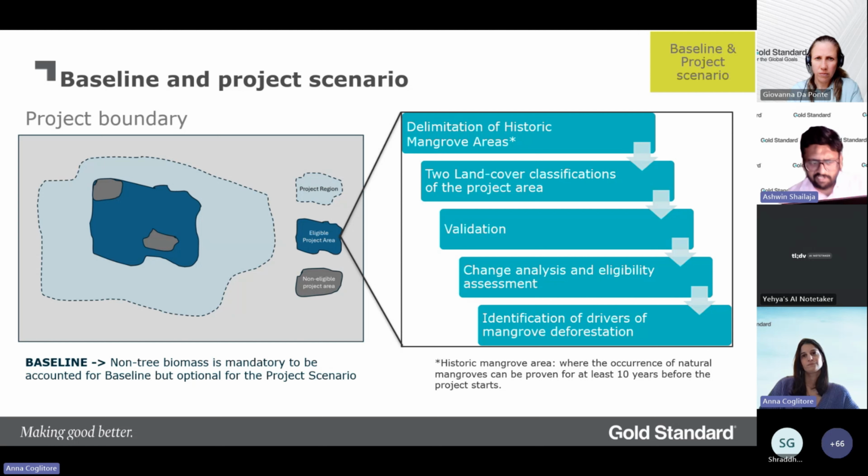So this slide basically explains the project region and what could be the eligible project area within the project region, and what exactly is the process to identify non-eligible areas. We'll go into further details here, but this is a snapshot of what it looks like and what exactly are the steps that a project developer needs to follow, and which will also have to be confirmed by the VVB once they are detailed in the PDD. Next slide, please.